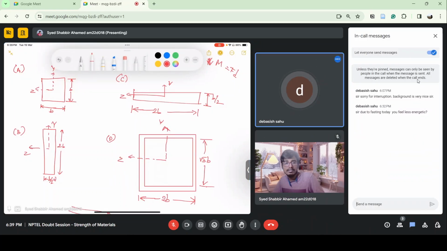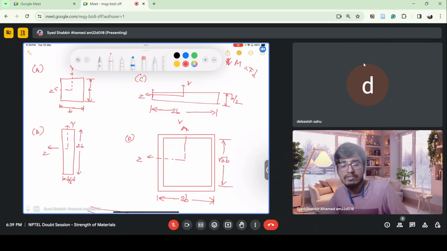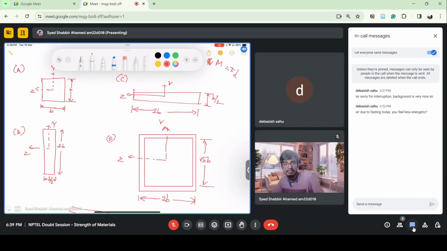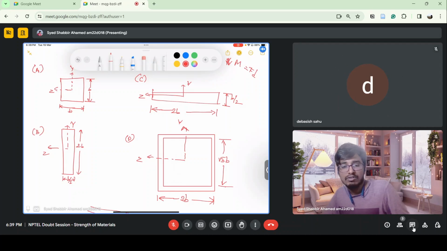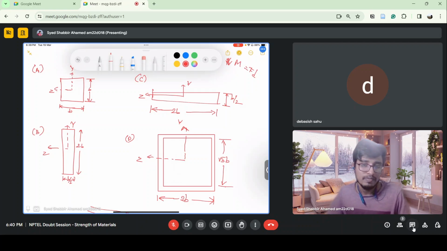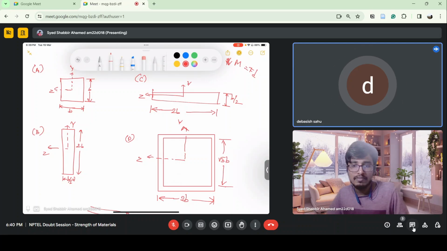All are same, sir. So what do you think? Which will be efficient to transmit the axial tensile force or axial force? Every beam will transmit the same axial forces. So do you think we can use anything? Yes, for axial purpose, yes, sir. Yeah, you are right.